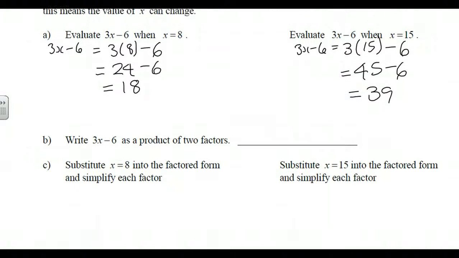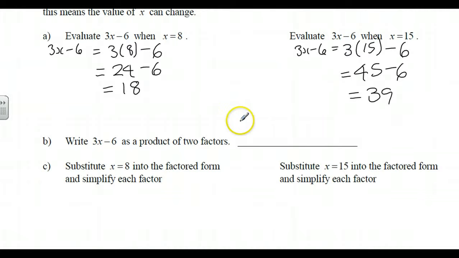Write 3x minus 6 as a product of two factors. Well, I notice that 3 can be divided into both 3x and into 6, leaving me with 3 times x minus 2. So there's two factors.